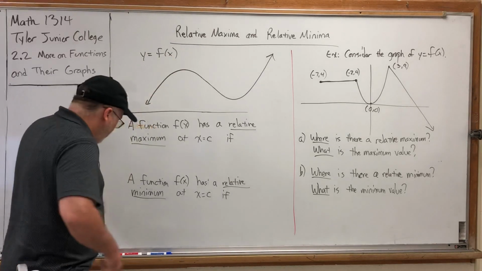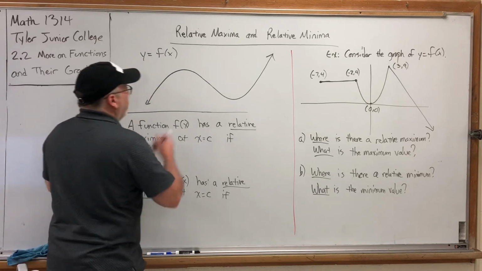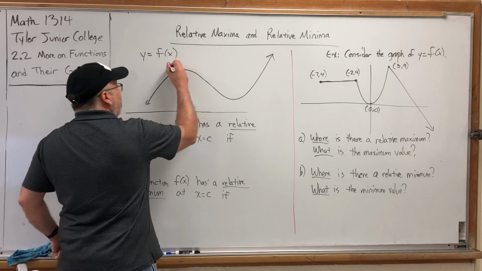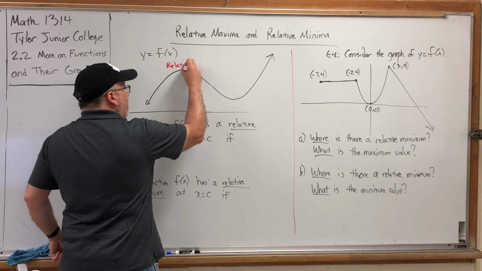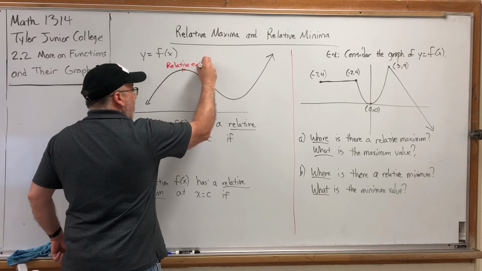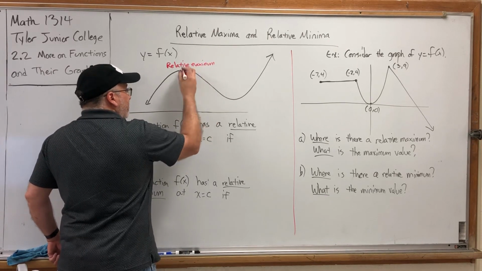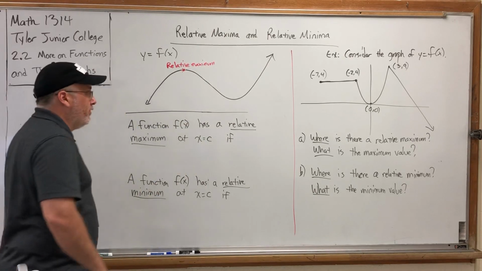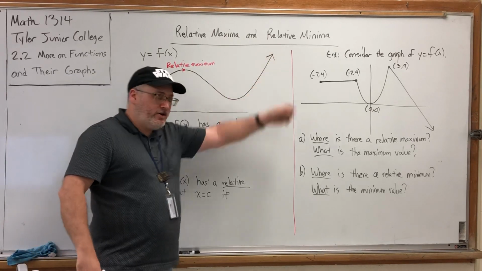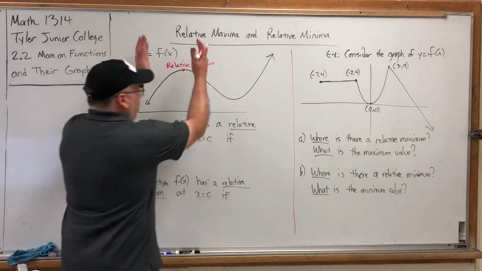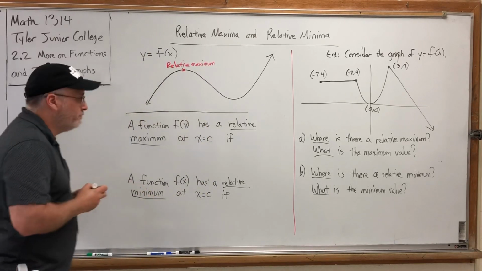This peak represents what's called a relative maximum. Intuitively, it's not the highest point on the whole graph, there are higher points over here. But relative to this portion of the graph, it is.